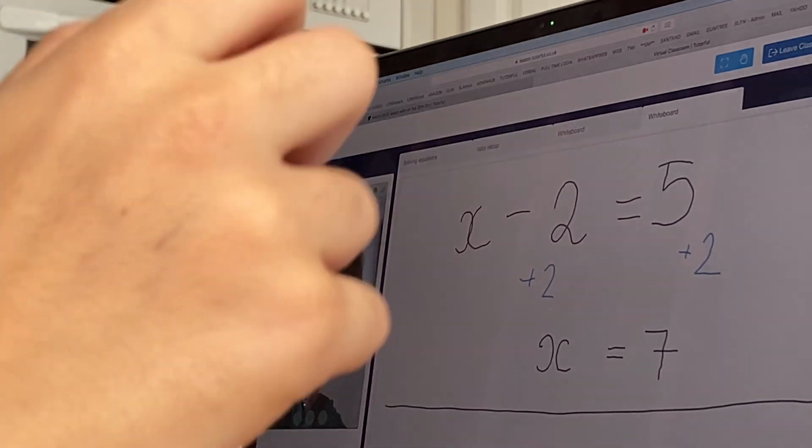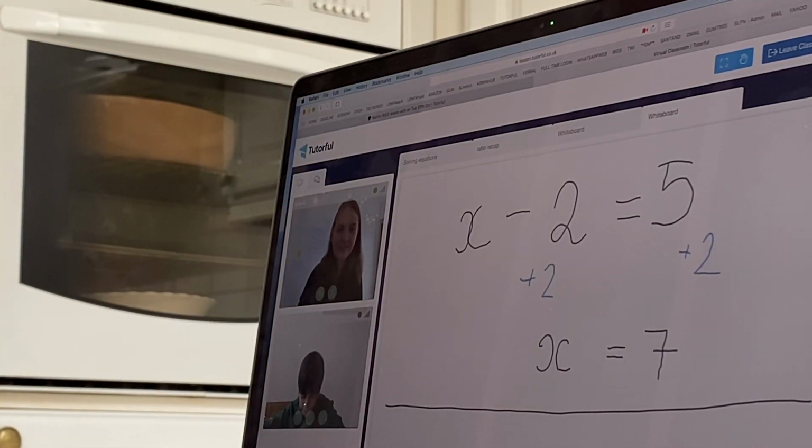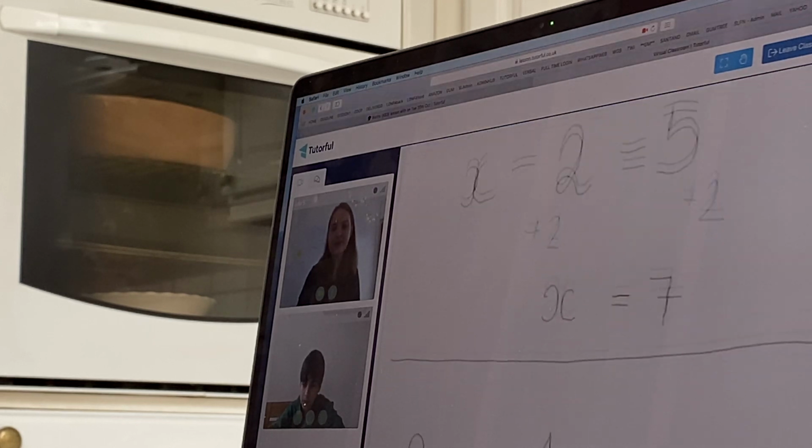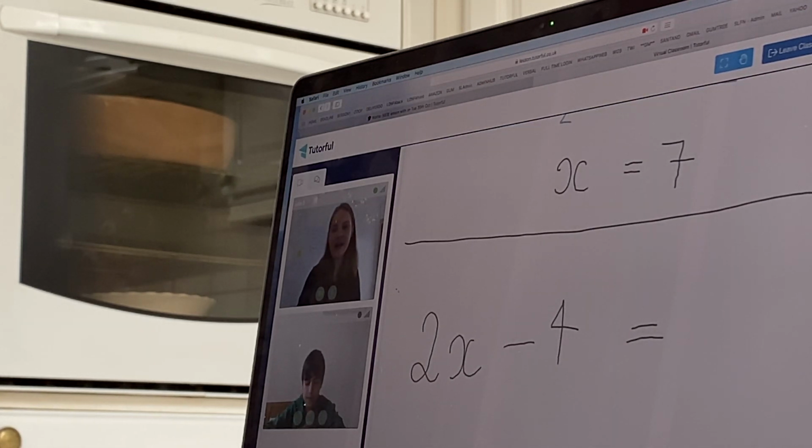We'll go for 2 lots of x minus 4 is equal to 8. What we're going to do is try using that same slower method again. So 2 lots of x minus 4 equals 8. If we're going to rearrange this to get x on its own, 12 will be 12. Yeah, so the answer is x equals 12.